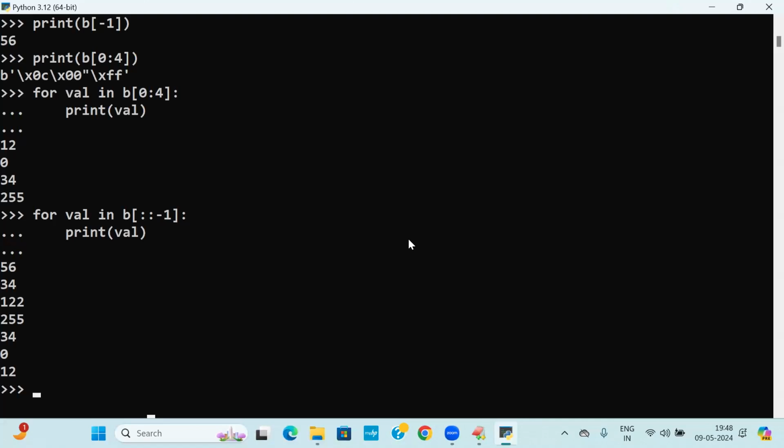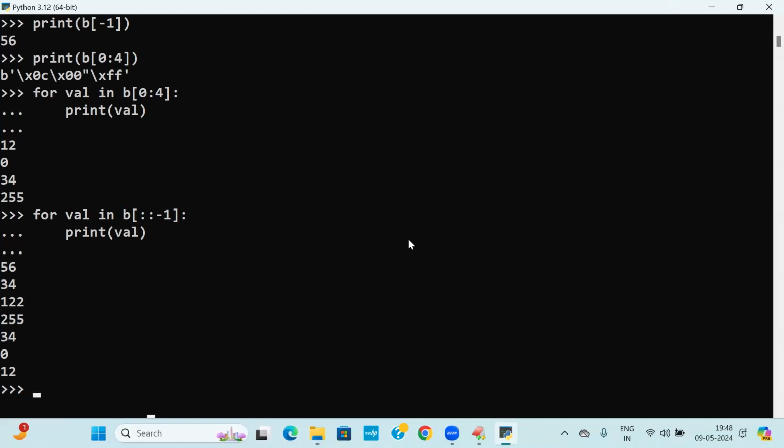Mutable means, originally I'm saying, changing the value of an object at the same address is called mutable. Changing the value of the object at the same address is called mutable.